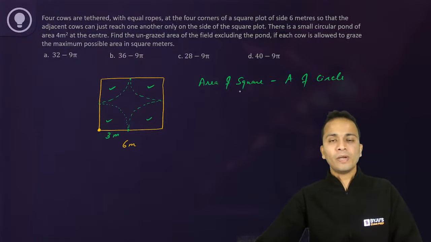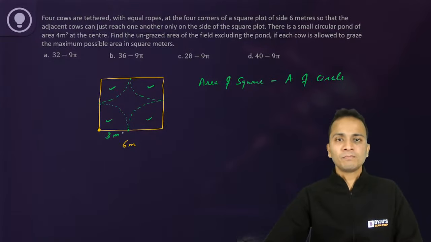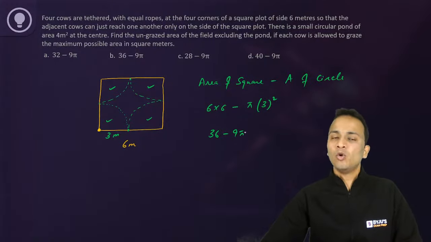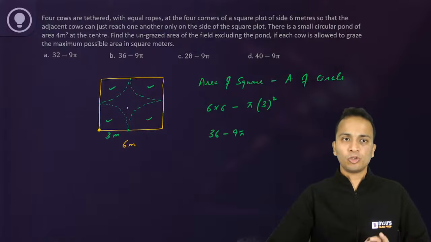All right, so let's find the area of the square. Area of square is 6 into 6, that is 36, minus the area of circle, which is pi r square. Now the radius here is 3. So 36 minus 9 pi will be the area of the ungrazed portion.